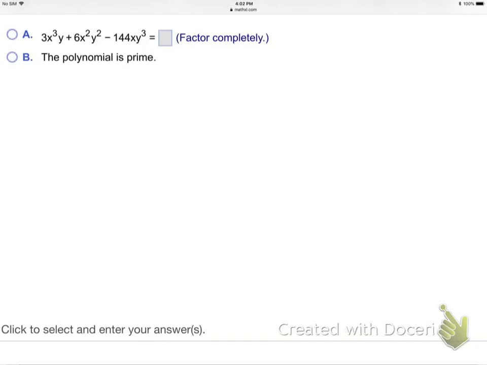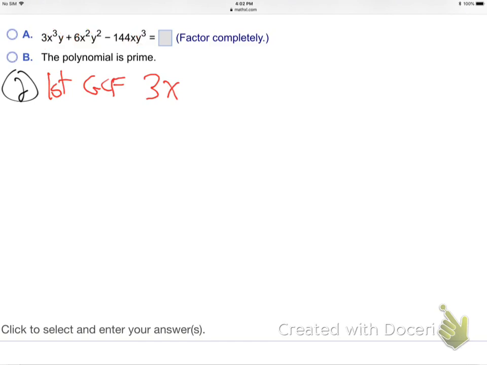Okay, this is question 2. And they want me to take this and factor. So first step is GCF, right? What's in common? It looks like they have 3. If you use your calculator, 3 goes into all those numbers. And they all have an x. You take the lowest. They got x cubed, x squared, x. Take the lowest, which is plain x.